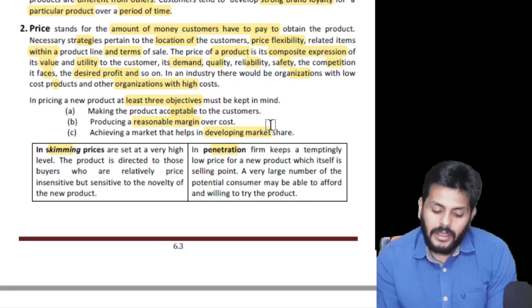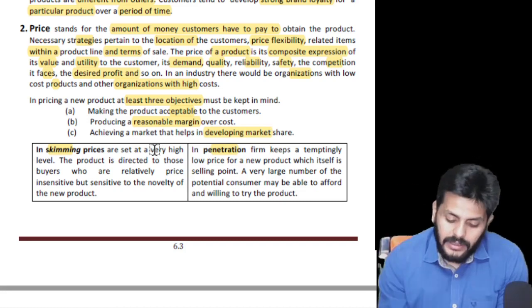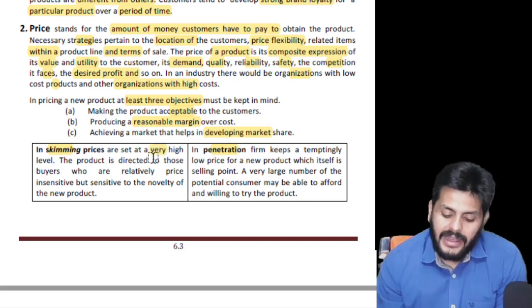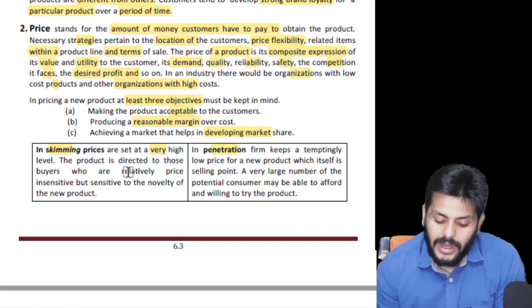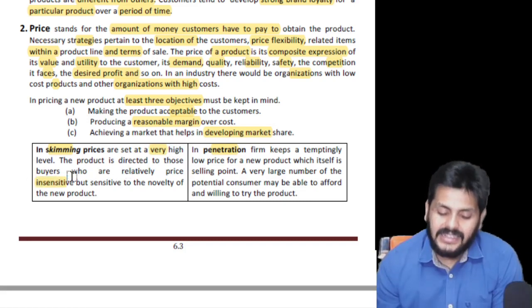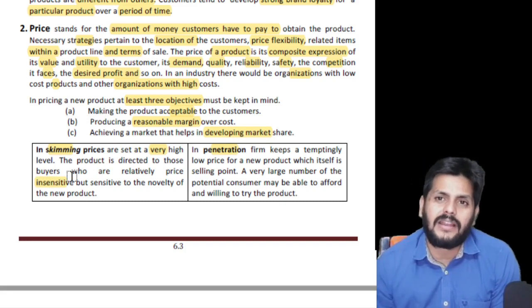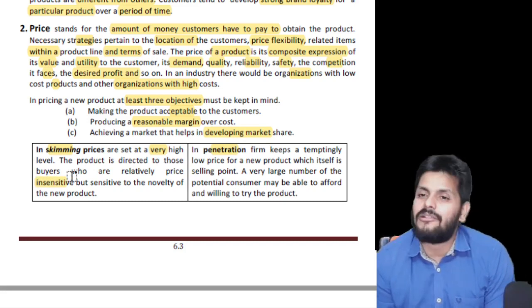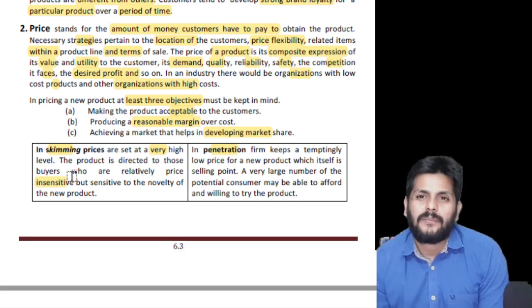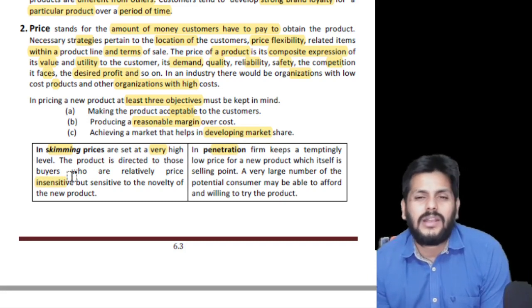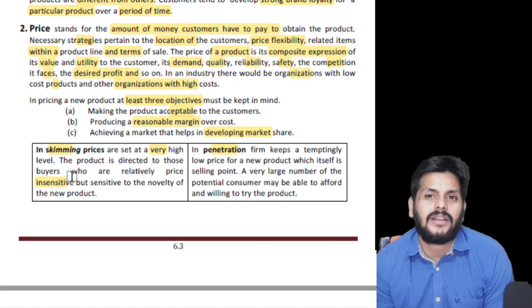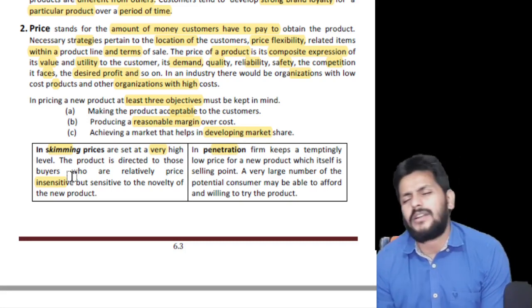In skimming, prices are set very high in the beginning. The product is directed towards those buyers who are relatively price insensitive. These are guys who don't want to bother about price. Told you a few days back, they'll go and stand in the night only in the queue. First day they want to have it. Sir, why? Will it deliver anything golden if you have it first? No, just excitement. First day, first show. 500 rupees ticket, no problem.